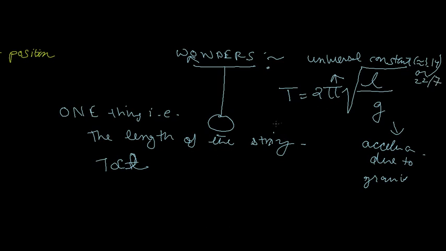I was a bit wrong at this step. It should be that the time period is directly proportional to the square root of the length. So if we make the length 4 times, the time period will become 2 times more. So we conclude that the time period of the pendulum depends only on the length and not on the mass or amplitude. Thank you for watching.